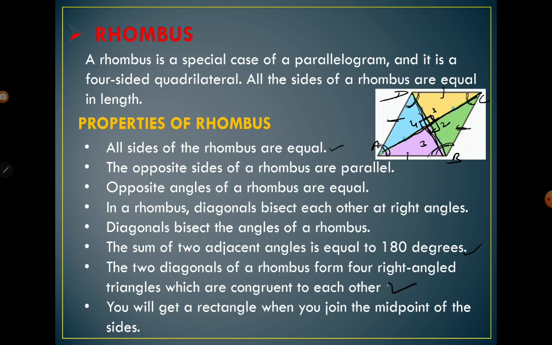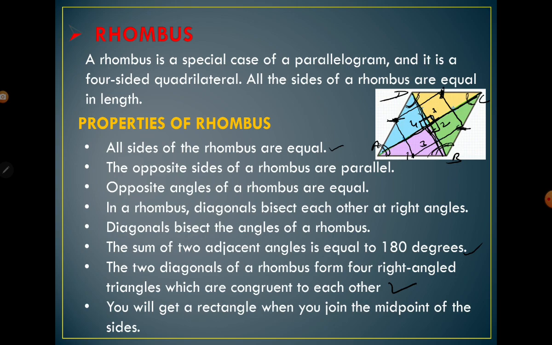And not only this property, we are going to prove each and every property regarding each quadrilateral. You will get a rectangle when you join the midpoints of the sides. This is the midpoint of side AB, this is the midpoint of side BC, this is the midpoint of side CD, and here is the midpoint of side DA. If you join these, what will we get? We'll get one shape, that is a rectangle.